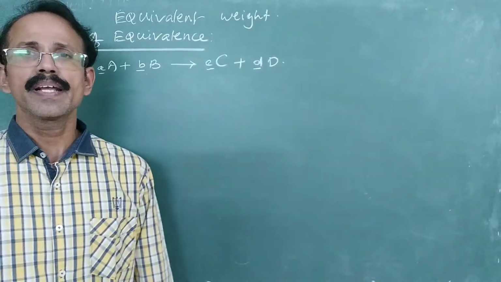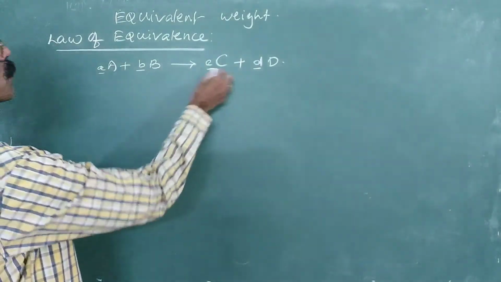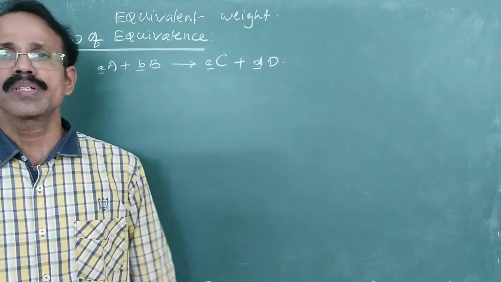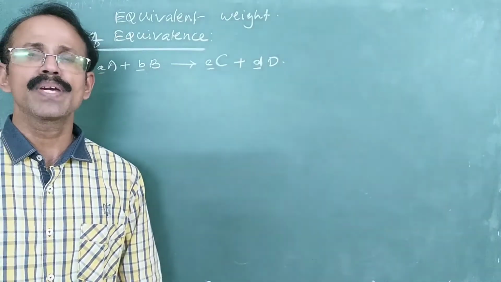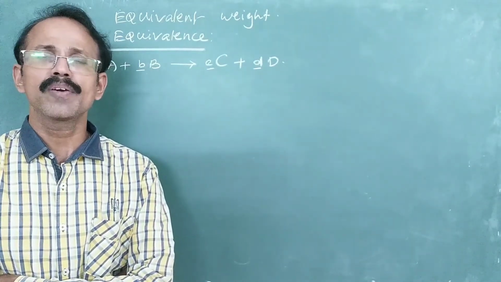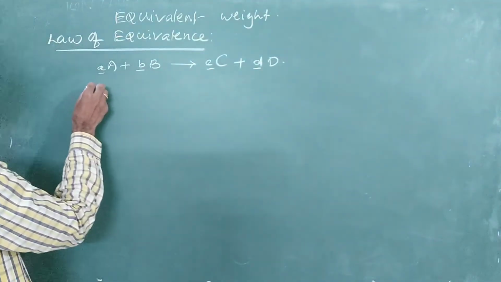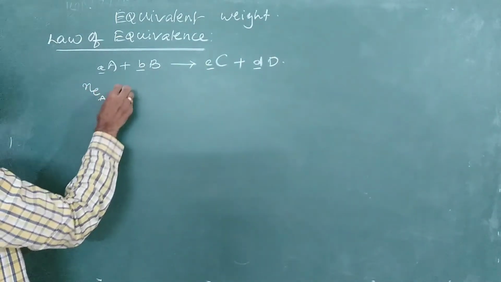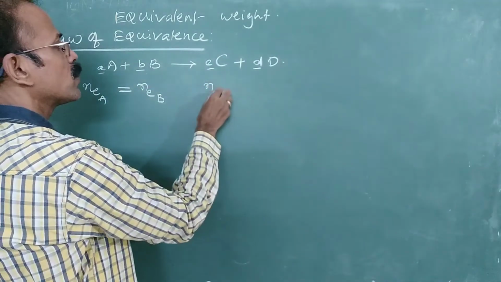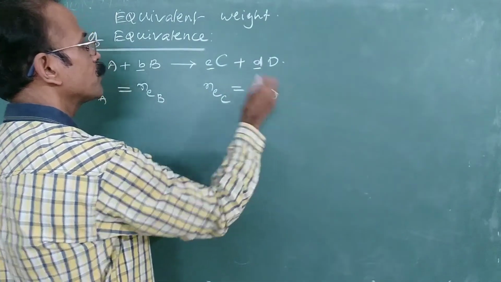Now consider a reaction like this. Here different moles of the reactants and products are involved, and the number of moles is not equal, but the number of equivalents will be equal only. As per the law of chemical equivalence, the number of equivalents will be the same only. So shall I write the number of equivalents of A is equal to the number of equivalents of B? Similarly, the number of equivalents of C is equal to the number of equivalents of D.